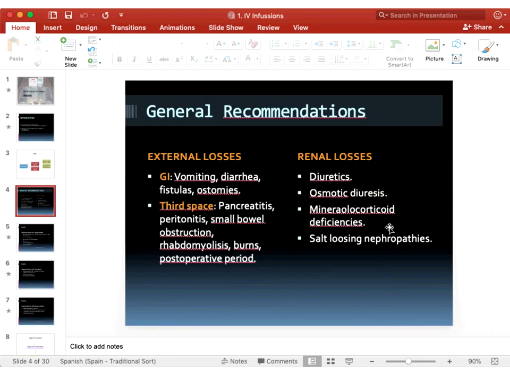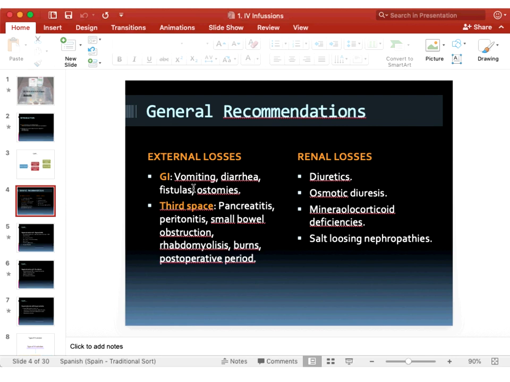So the general recommendation is that we have to assess the volume losses that the patient had. For example, we can divide them into external losses or renal losses. External losses, you may be familiar with them, such as in the gastrointestinal tract, such as vomiting, diarrhea. These are the most common. Other kinds of GI losses are the fistulas, which are not very common, but from time to time, on occasions, you may see them on the surgery board.